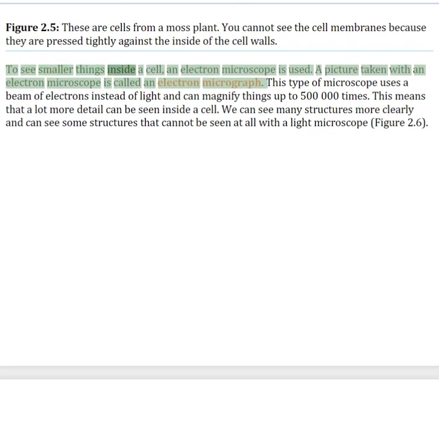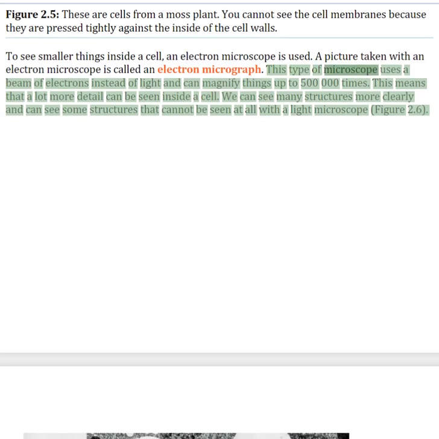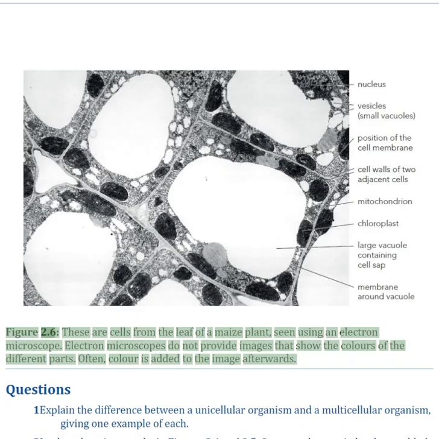To see smaller things inside a cell, an electron microscope is used. A picture taken with an electron microscope is called an electron micrograph. This type of microscope uses a beam of electrons instead of light, and can magnify things up to 500,000 times. This means that a lot more detail can be seen inside a cell. We can see many structures more clearly, and can see some structures that cannot be seen at all with a light microscope. Figure 2.6. These are cells from the leaf of a maize plant, seen using an electron microscope.